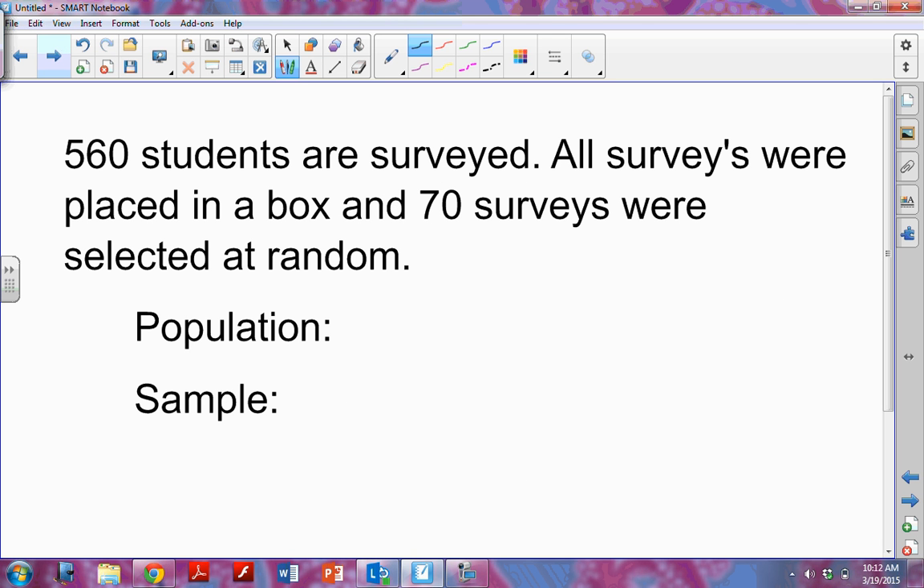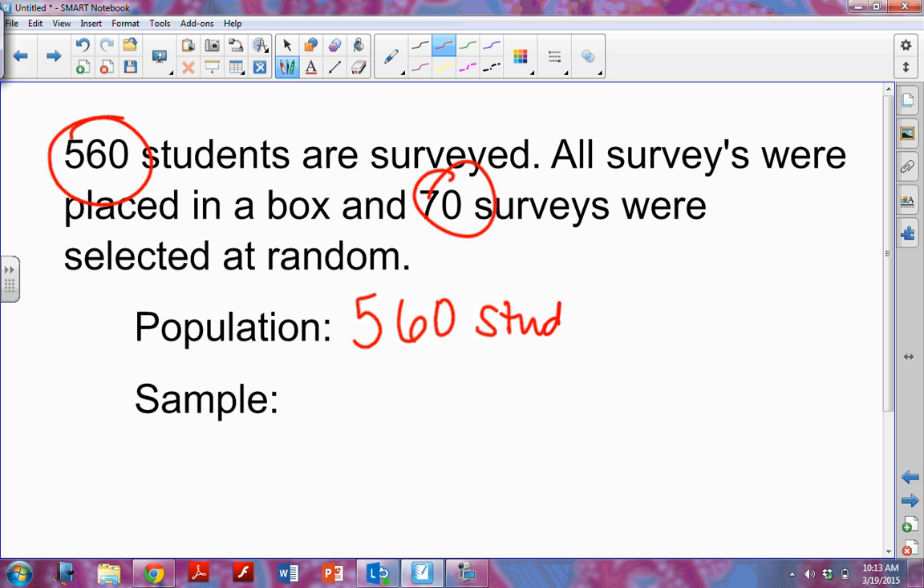So we've been talking about what a population is and what a sample is. So let's look at an example to make sure we understand what's going on. 560 students are surveyed. All surveys were placed in a box, and 70 surveys were selected at random. So let's take a look there. So we know that the 560 is important and the 70 is important. Remember, the population is the whole, the sample is a part of the whole. So the population is going to be the bigger number. So the population is going to be the 560 students surveyed.